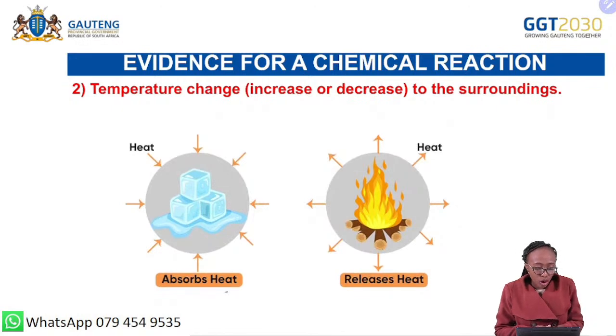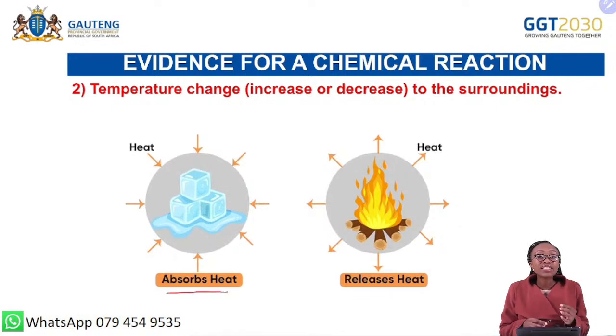There can be absorption of heat. When ice is melting, there is absorption of heat. If you remember when we were learning about the particle model of matter, we learned that when particles gain energy, the substance can change its state. So here, absorption of heat, gaining of energy by the solid particles, has helped it to change. So if there is heat being absorbed, then we know that there has been a chemical change.